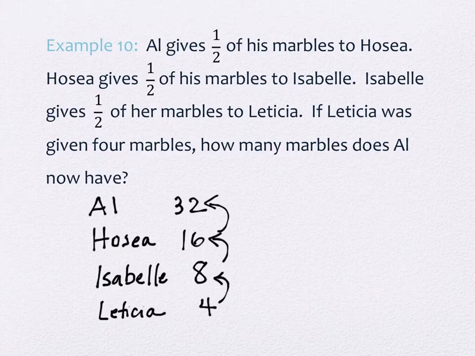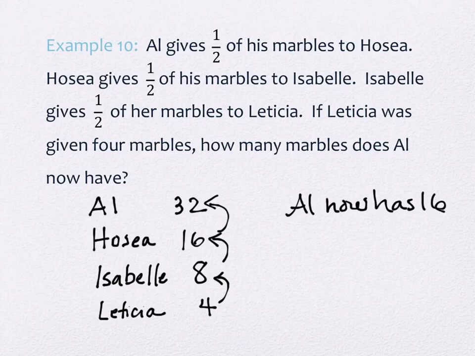The question actually asked, how many marbles does Al have now? So how many marbles would Al actually have? Yeah, he now has 16 because he had 32 and he gave half of them away. So again, it'd be really easy to stop with answering 32 for Al. So be really careful on your word problems, especially that you don't get tripped up in what you're finding and stop too soon. Okay? Good deal.